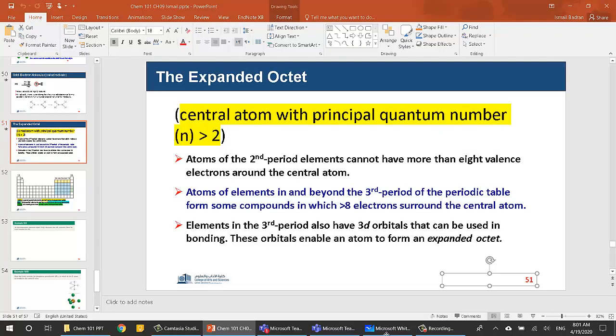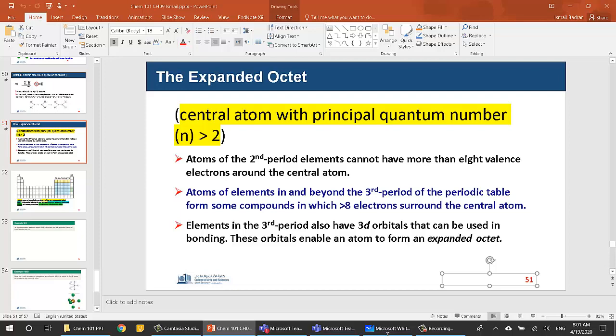Okay, hello everyone, and today we are going to talk a little bit more about the expanded octet or violating the octet rule in the periodic table. As you see from the previous examples we solved in the previous lecture, like for nitrogen monoxide and some other molecules, they actually violate the octet rule, and therefore there is nothing to do about that.